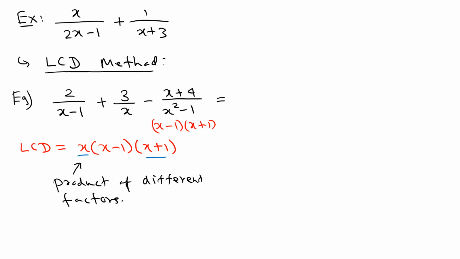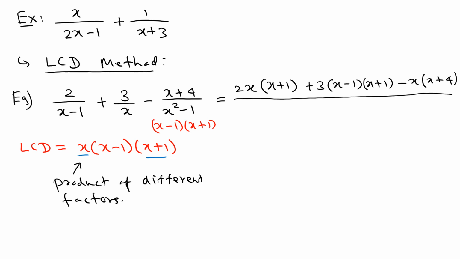So that means we multiply 2 by the missing ones. One is x, the other one is x plus 1. That's what you get from the first term. The second term, x is there, so x minus 1 and x plus 1 is missing. So 3 times x minus 1, x plus 1. And for the last one, x minus 1 and x plus 1 are there, so the only missing term is x. It's going to be x times x plus 4.